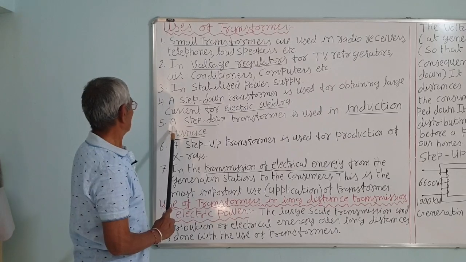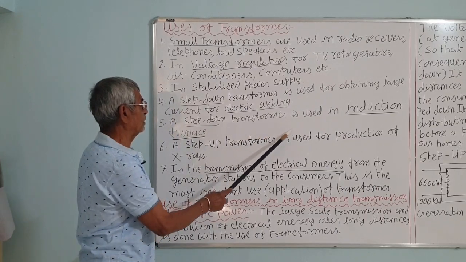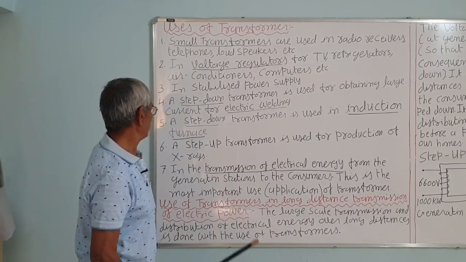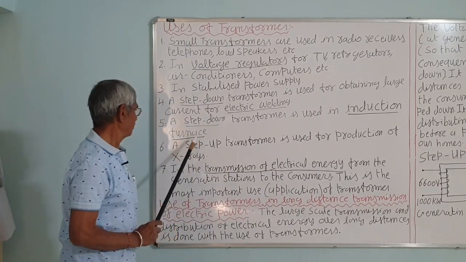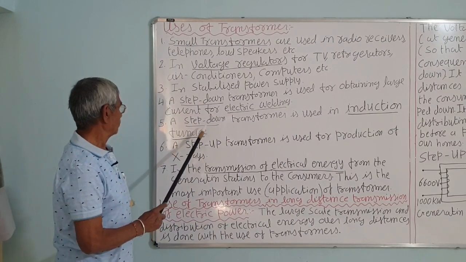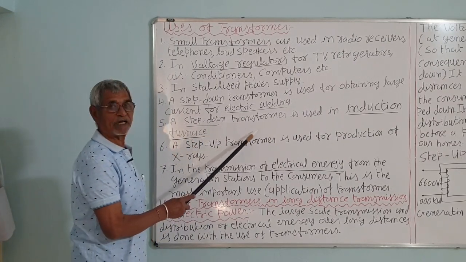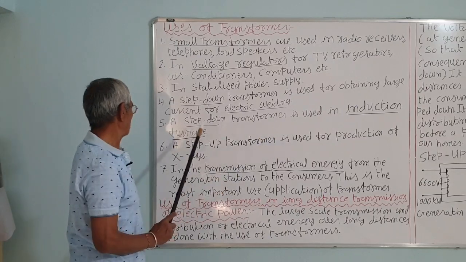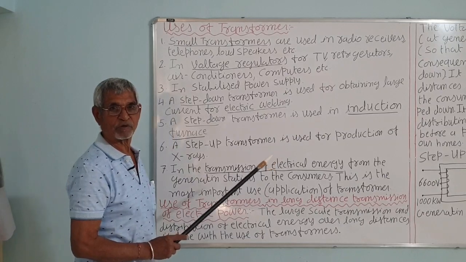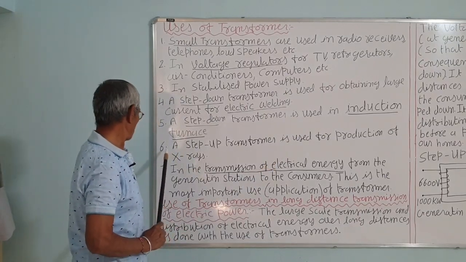Now, the step down transformer is used in the induction furnace also. In an induction furnace, we have to melt the metal for casting or any other purpose. The metal is to be melted, which needs a high temperature. That is produced by using a step down transformer because it supplies more current, high current.